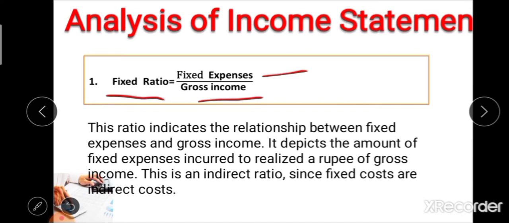This fixed ratio is an indirect ratio because fixed costs are also known as indirect costs. If this fixed ratio is less than 1, it indicates sound or profitable running of the business.